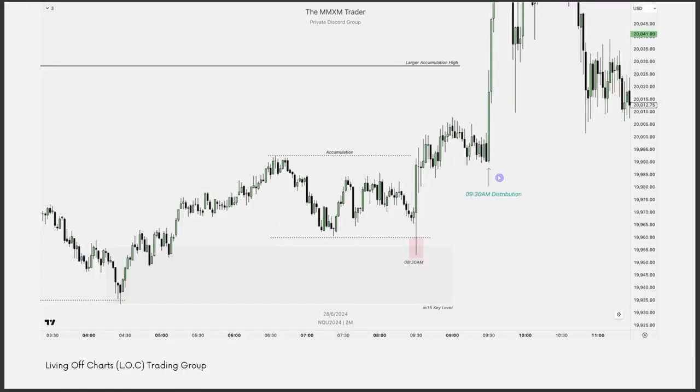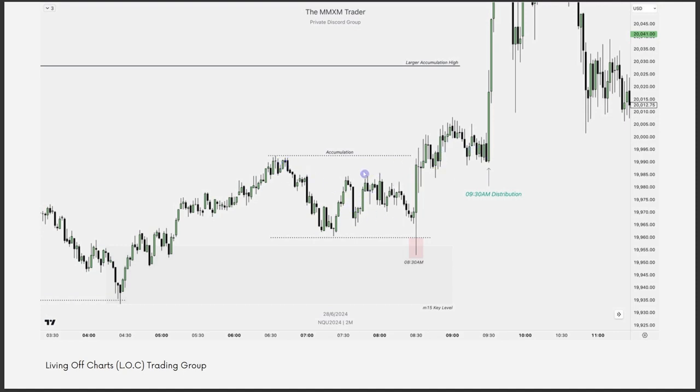Now, when are these market cycles kicking in? It is at a key time as well, right? So we use key levels, but we also need to use key time. So that key time is that 9:30 equity open, right? And then the distribution phase happens from here. Now the manipulation happens at 8:30, right? Before the markets open up.